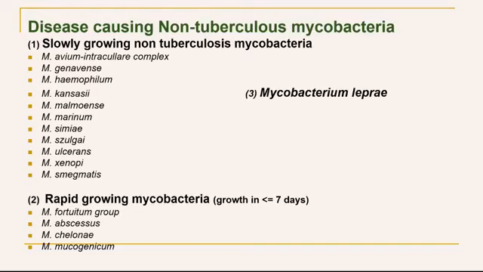The slowly growing non-tuberculous mycobacteria that are capable of causing disease are listed on the top part of this slide. That is the first group. The second group are rapid growing mycobacteria that grow in less than 7 days. And then the third group is Mycobacterium leprae. During this lecture, we will go through these groups as well as the TB complex to talk about the most important organisms or species within those groups.